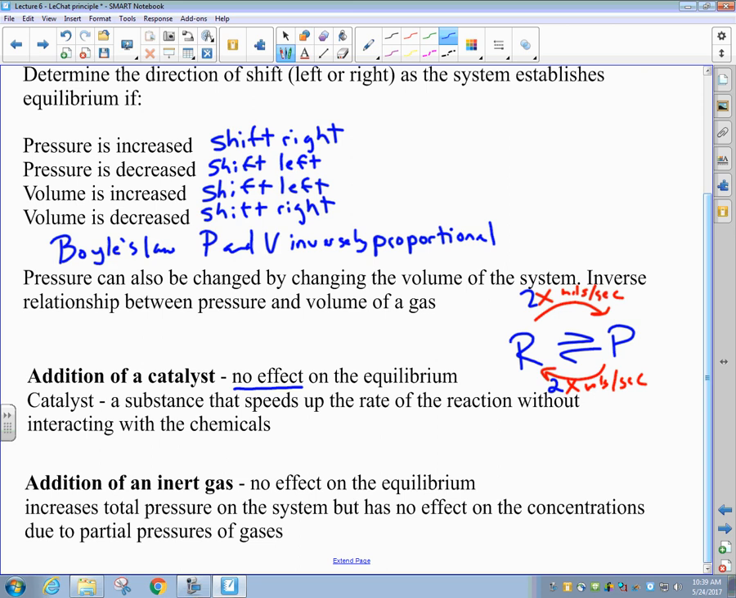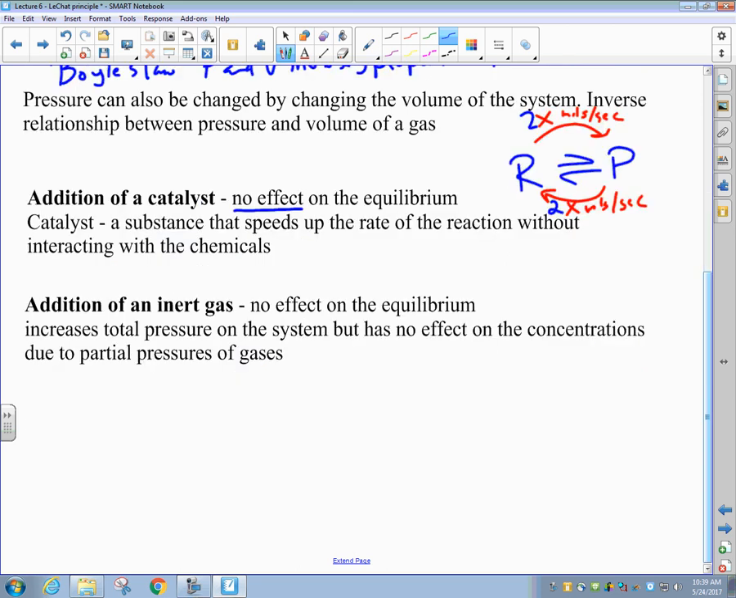The last example we have, the addition of an inert gas. That also has no effect on the equilibrium. We remember from our gas law unit, we've got Dalton's law of partial pressures. So the pressure of the total system is going to equal the pressure of gas 1 plus the pressure of gas 2, pressure of gas 3, and so on.